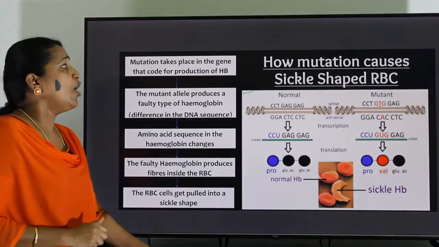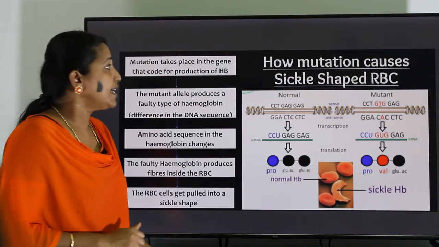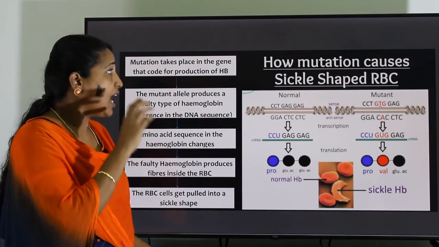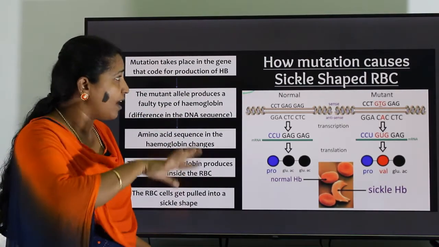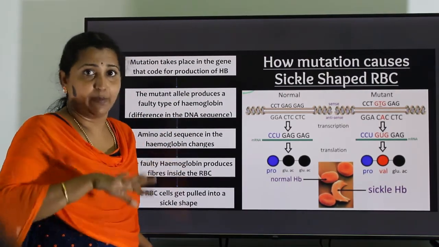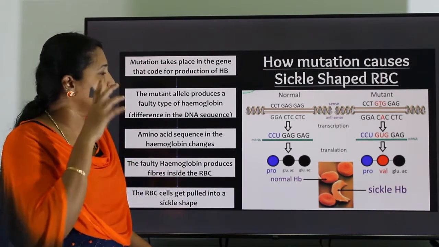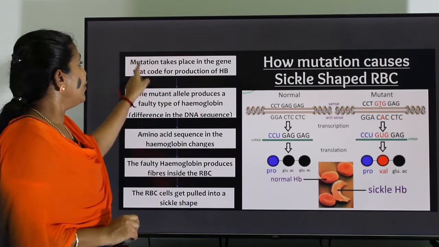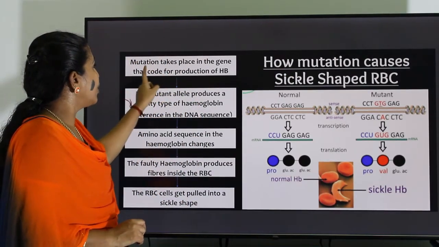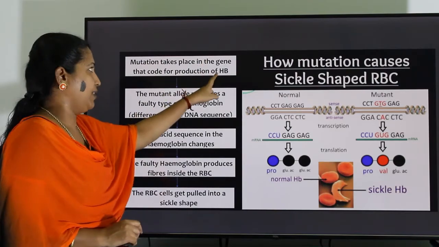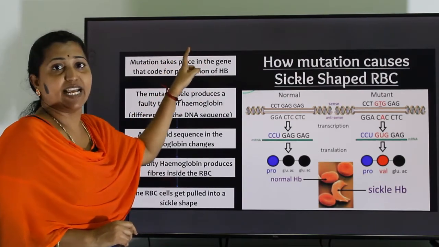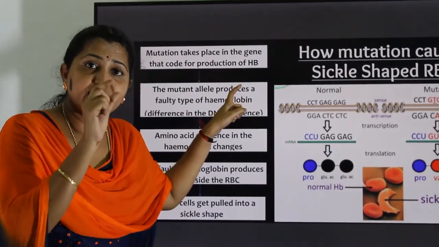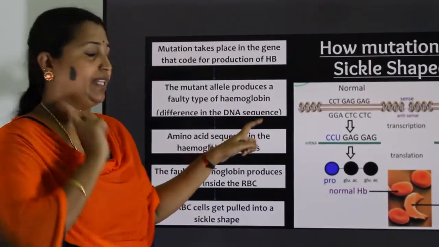Now we can see how mutation causes sickle shaped RBC. This is very, very important. You should know how mutation causes a change in the RBC, and here the change is the sickle shaped RBC. Mutation takes place in the gene that codes for the production of hemoglobin. So where does the mutation take place? In the gene. And which gene? The gene which codes for the production of hemoglobin.